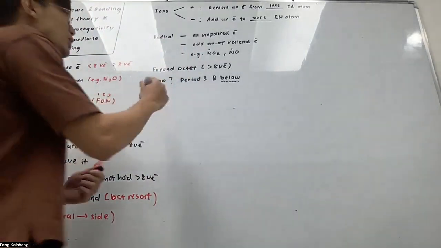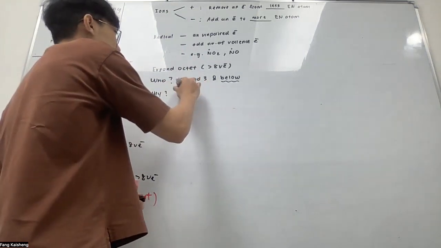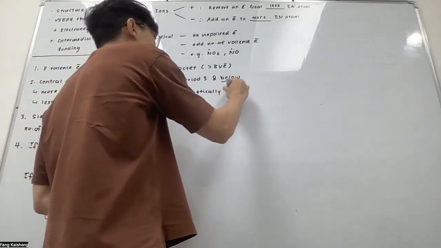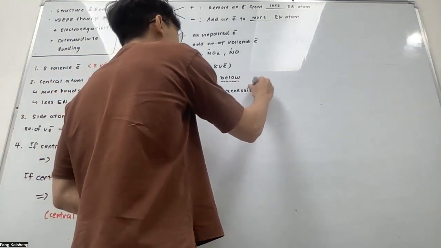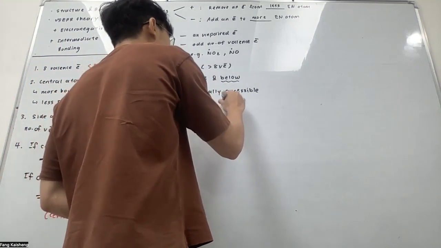Then the next question you will ask is why? Why are they able to expand the octet? Why period 3 and below? I just need you to copy down this explanation. Every time they ask you why, you just need to write these words. They have energetically accessible vacant 3D orbitals.